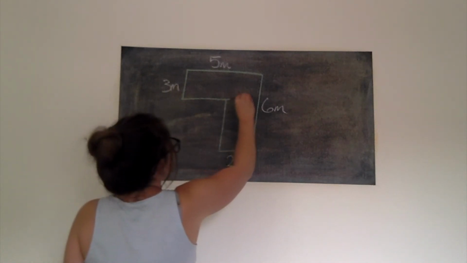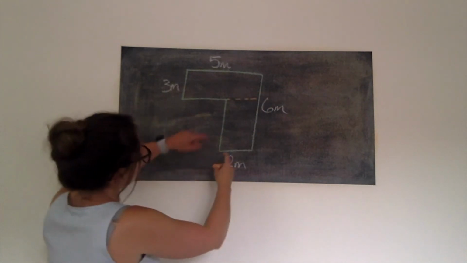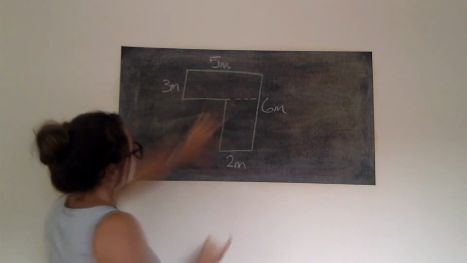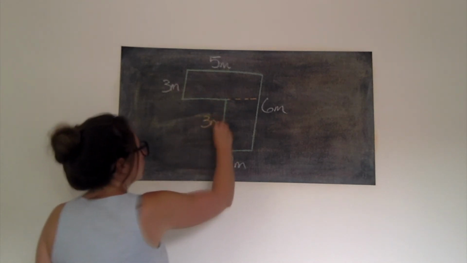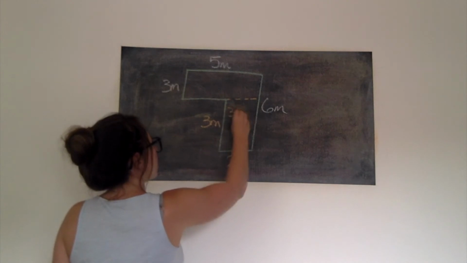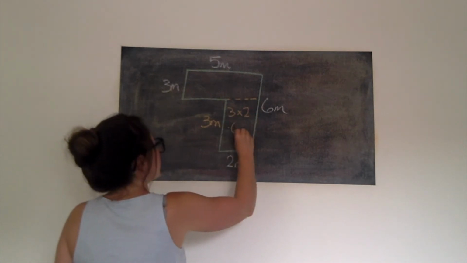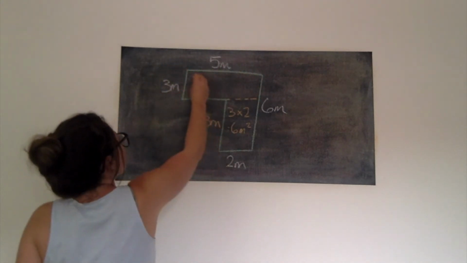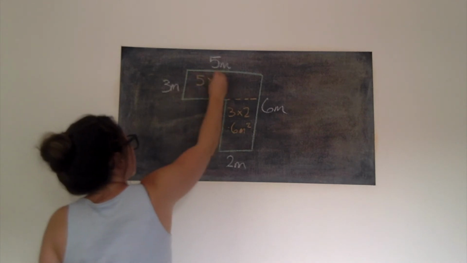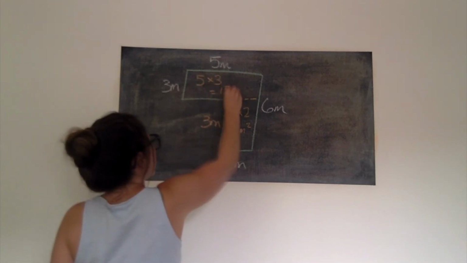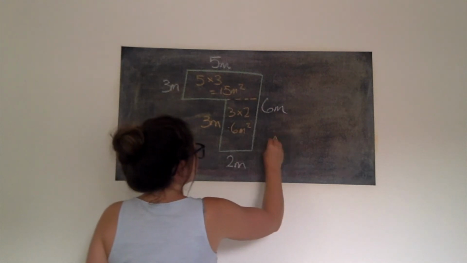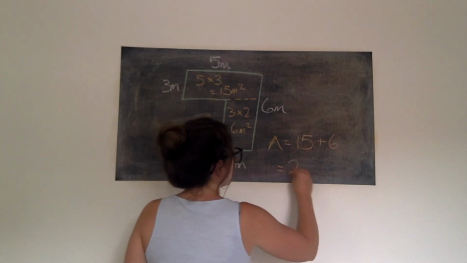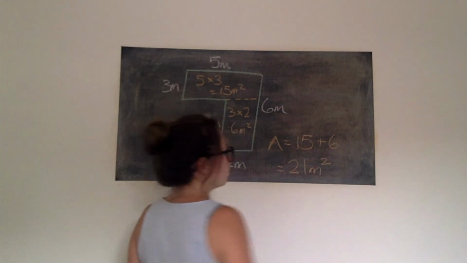I split this across here. And then to find out the length of this side, it's not 6 metres because it's not the whole thing. This is 3 metres, so this is 3 metres. It's not very accurate, I apologise. This is 2 metres, so we need to times those together. 3 times 2 gives us 6 metres squared. And then for the next one, my length is 5 metres, my width is 3 metres, so we times those together. 5 times 3 gives us 15 metres squared. So the area of the whole garden is 15 plus 6, which equals 21 metres squared.